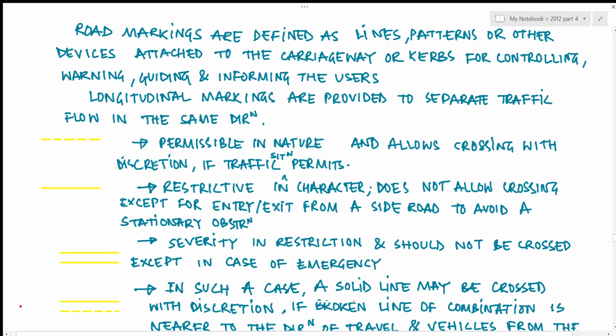Now broken lines, these indicate that it is permissible in nature and allows crossing with discretion if the traffic situation permits, right?